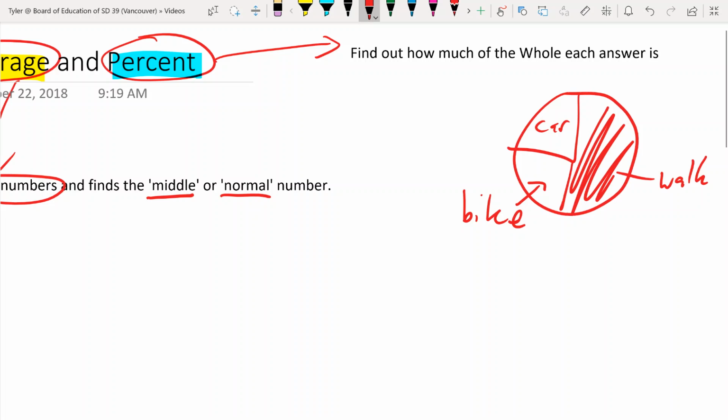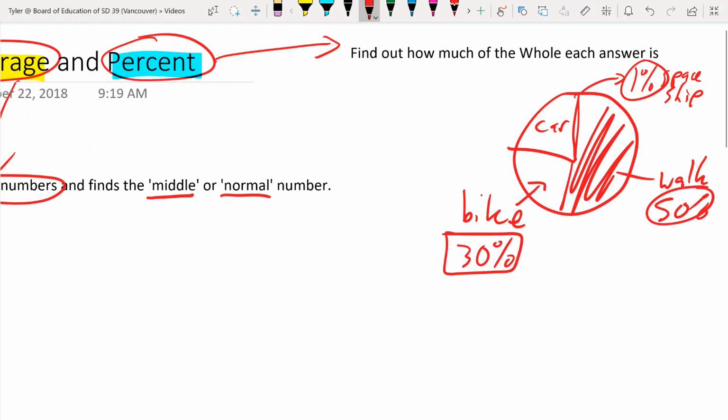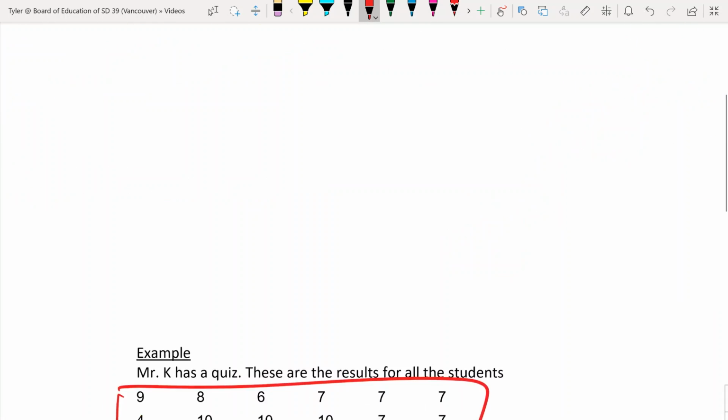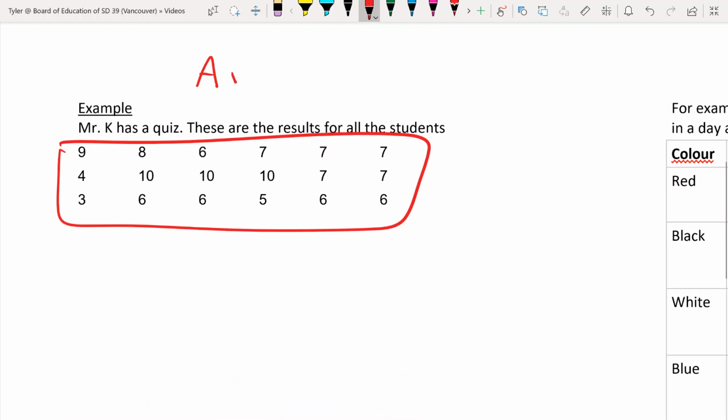Okay? So we can say numbers like 30%. 30%, you know what that means. That's like a third, that's a big chunk. Whereas if I had a little sliver here that said like 1% take a spaceship, you know 1% isn't very much. Walk is 50%, you know that's a lot. So it's a way to take it and be able to tell how big of the group chose that answer really quickly. So let's do average first.